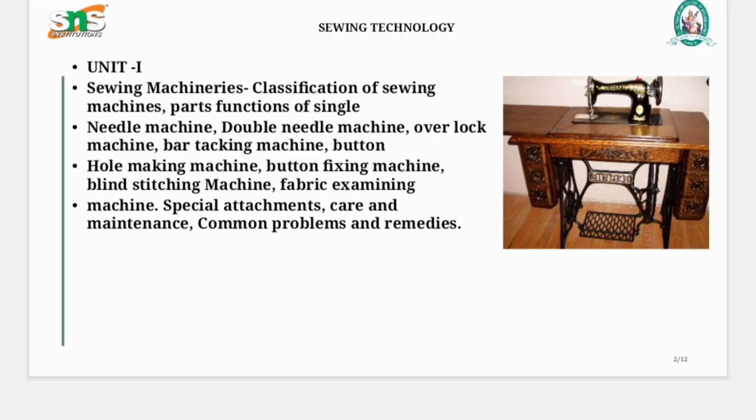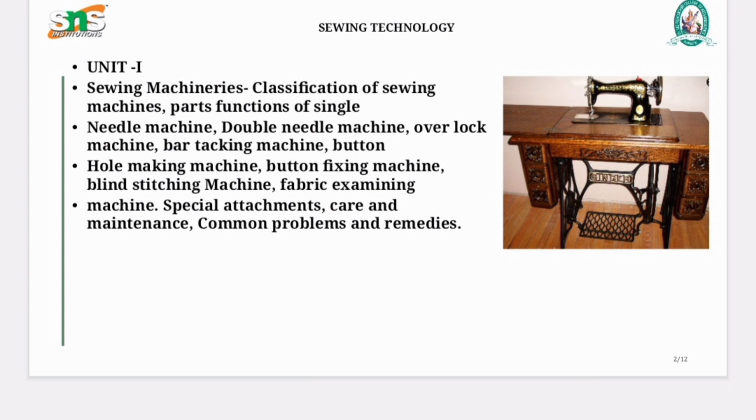Technology: sewing machineries. Sewing machines are specialized machines designed for stitching fabric and other materials together. They play a crucial role in the textile and garment industry, as well as in various other applications where stitching is required. Classifications of sewing machines.